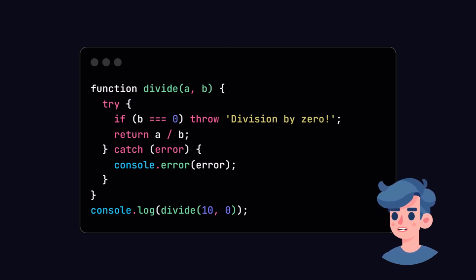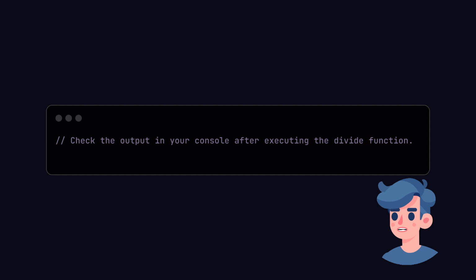Let's now discuss how to handle exceptions and errors gracefully. JavaScript provides us with a try-catch statement to manage errors. Here's an example of how we can use it. In this code, we attempt to catch an error if division by 0 occurs. When we run this, it will log division by 0 to the console instead of throwing an unhandled error.